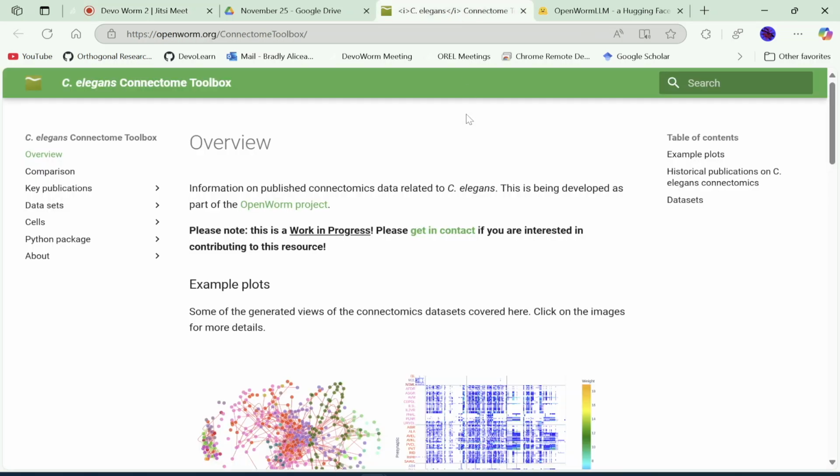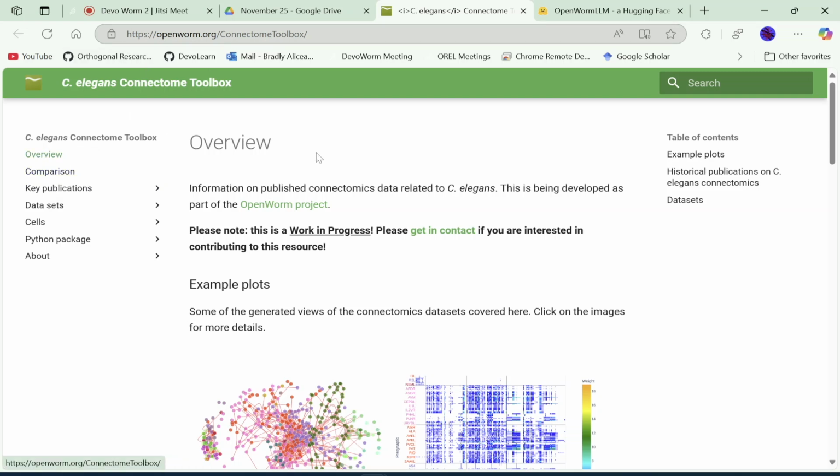So the first tool here is the C. elegans Connectome Toolbox. This is from Porrig's group. They've been working on bringing together all of the major data sets for the C. elegans Connectome. We have the gap junction data sets, the synaptic data sets, the neuropeptidergic data sets. We also have the hermaphrodite data set and the male-specific data set. So this is the tool here, the OpenWorm.org Connectome Toolbox.